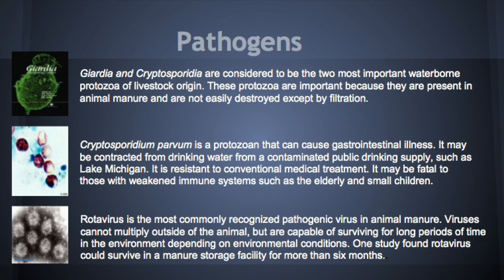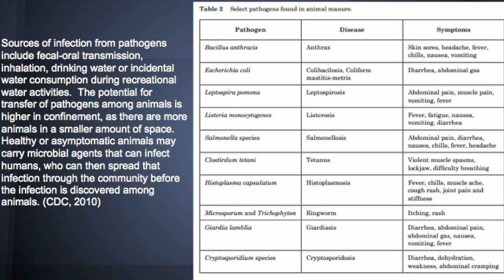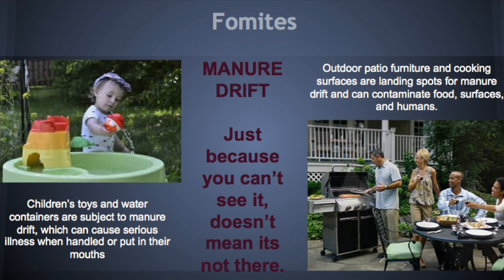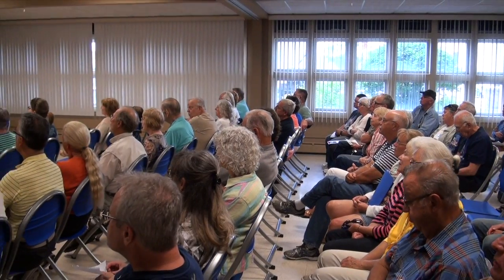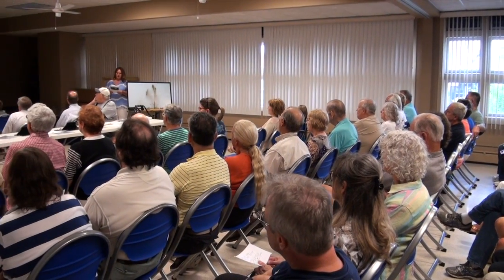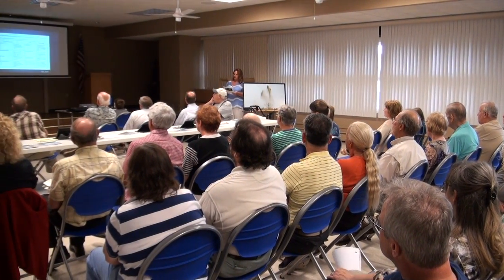Drinking contaminated water. Water consumption during recreational activities, meaning going to swim in the lake. And of course, fecal to oral mouth transmission means your kid's toys out in the front lawn. Any surface that manure drift lands on can be a possible transmission site for pathogens. Family homes that are adjacent to fields that are sprayed with manure run the risk of high levels of contamination. This includes your children's toys, your outdoor furniture, and your cooking surfaces.